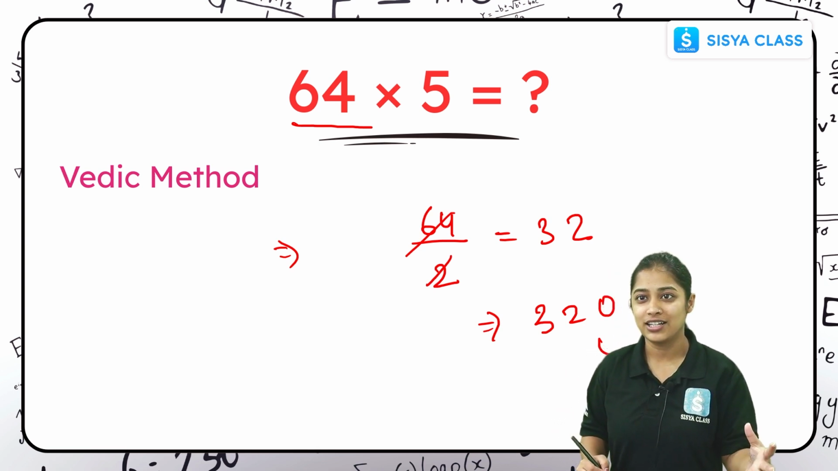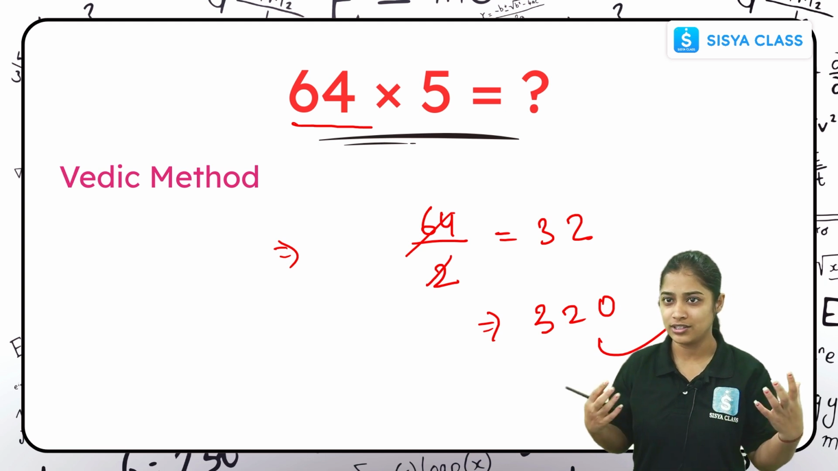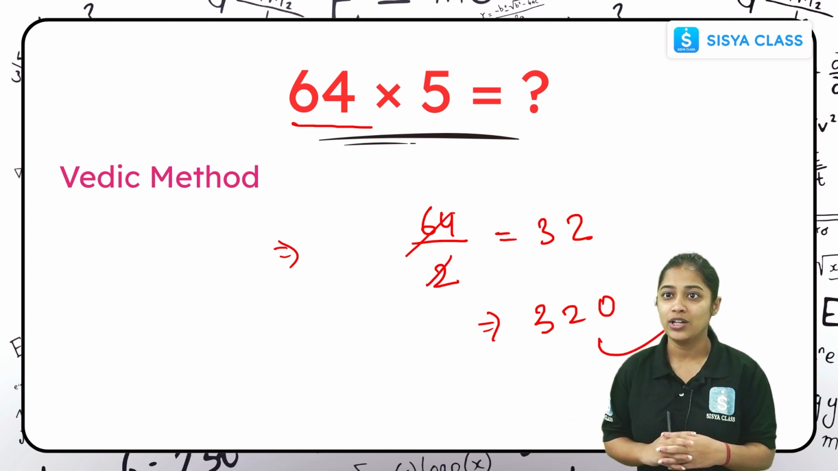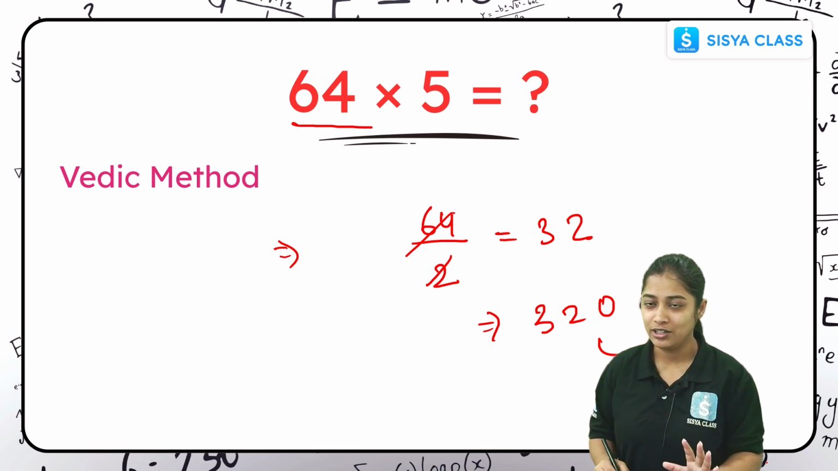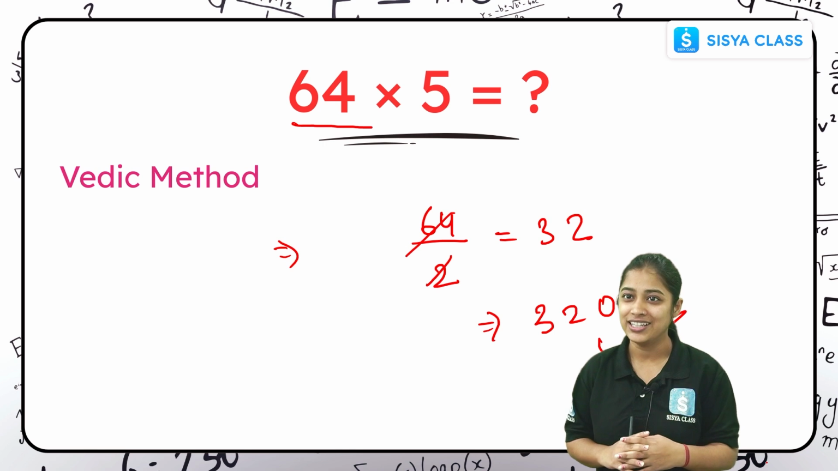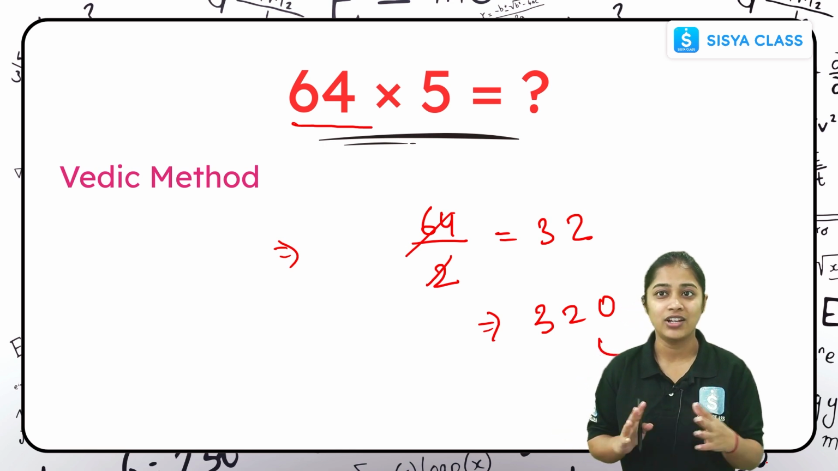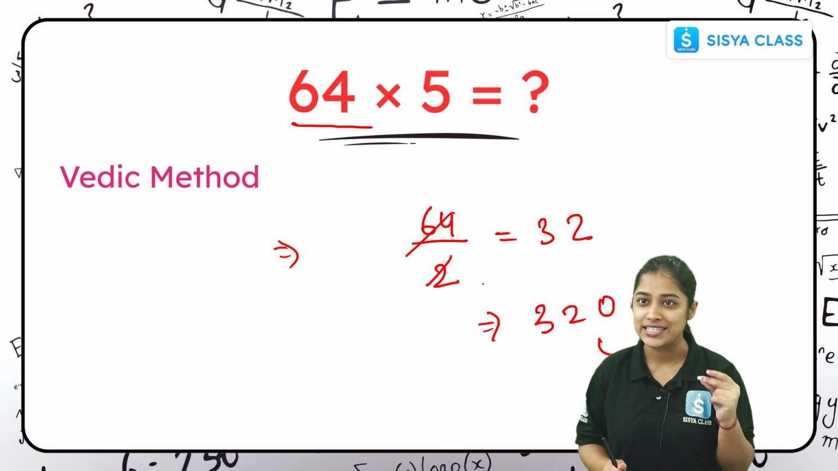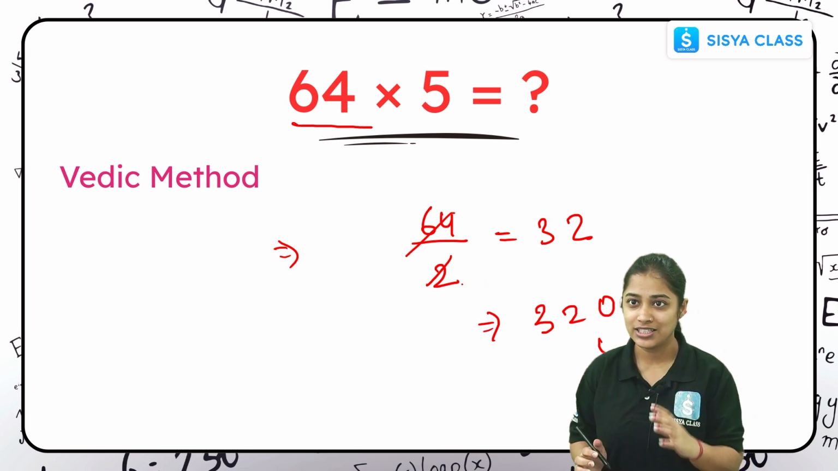Now the next trick is if you have a two-digit number, right? And you want to multiply that with 11. It will take at least 1 minute, right? To multiply any two-digit number with 11. But don't worry, today we will see an amazing trick that will help you to multiply any two-digit number with 11 in seconds only. So let's start with the second trick.